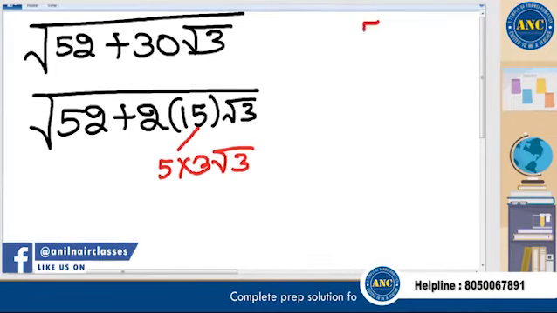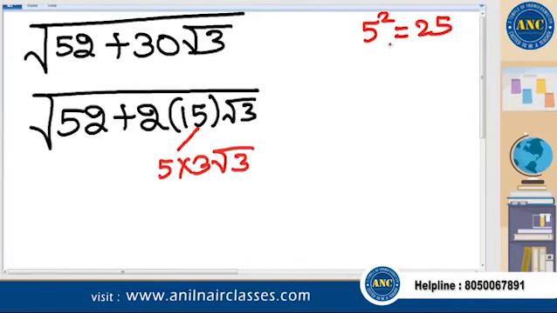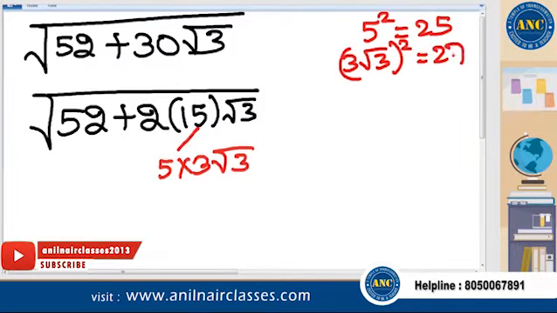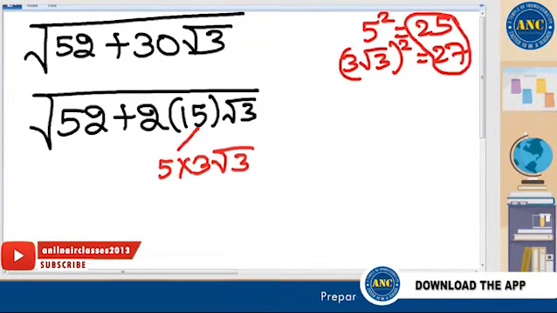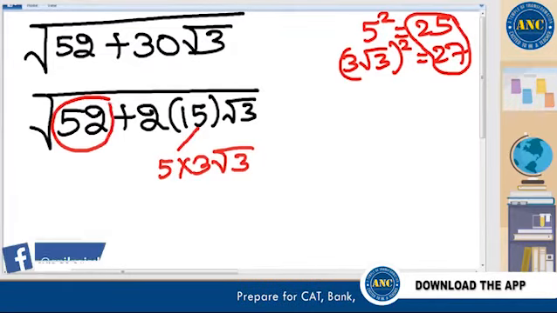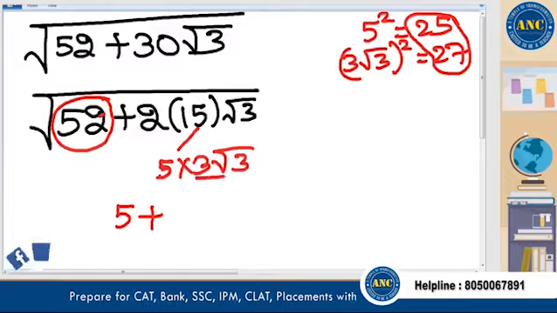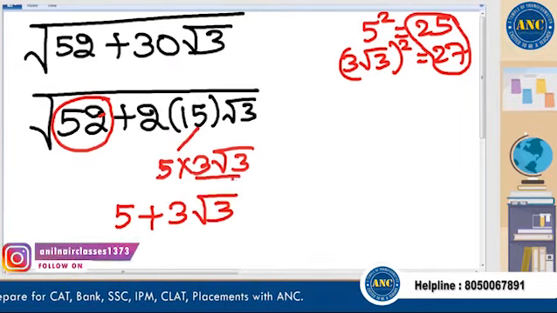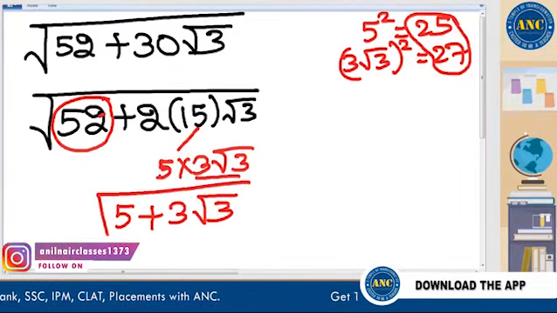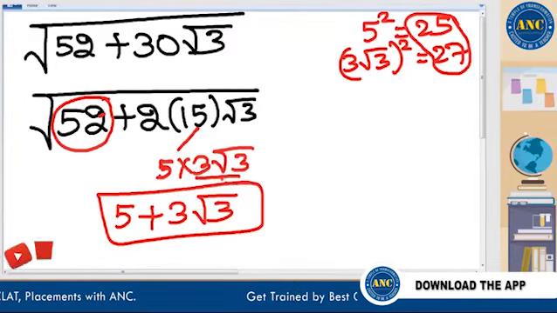Why did I do like this? 5 square is 25. 3 root 3 whole square is 27. 25 plus 27 is giving me this first term 52. That means A value is 5, B value is 3 root 3. 5 plus 3 root 3 whole square under the square root. That should be the final answer.